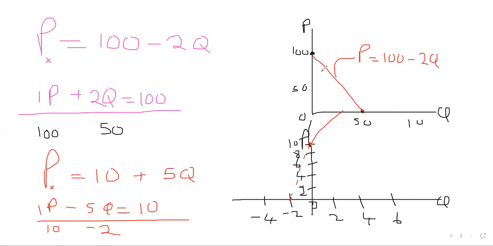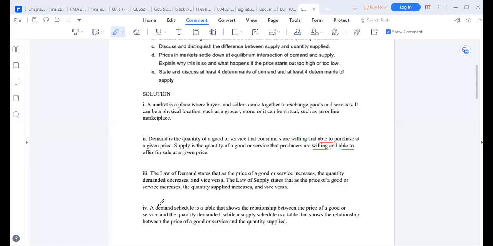All right, let's proceed to our next question. What is a demand schedule? A demand schedule is simply a table that shows the relationship between our price of a good and quantity demanded. Whilst a supply schedule is simply a table that shows the relationship between our price of a good or service and the quantity supplied. Now it is from the schedules that we are able to sketch or plot.